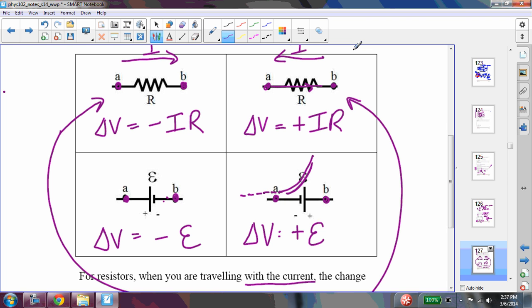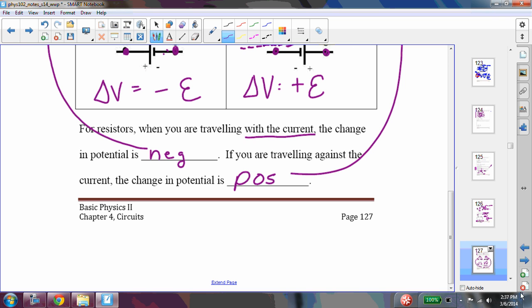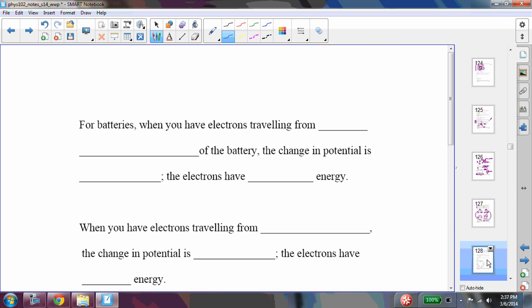These are all just sort of rules. They don't necessarily mean anything physically right now, but they're going to help us when we apply the loop rule and the junction rule. But if you get these little rules incorrect, then you won't be able to apply those correctly. So, all right, now for batteries, when you have your charges, I say electrons, but we know that it really means protons. When you have electrons traveling from a low to high potential of the battery, the change in potential is positive.